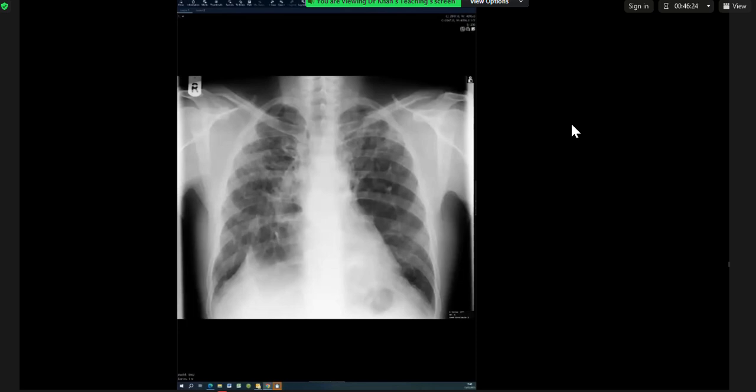I see that there are bilateral opacities in the upper zone and mid zone. They appear to coalesce, and they appear to be more in the periphery. So this pattern is seen in progressive massive fibrosis, as seen in coal workers' pneumoconiosis. So I will inquire with the patient about any occupational history and review any previous radiographs if available.